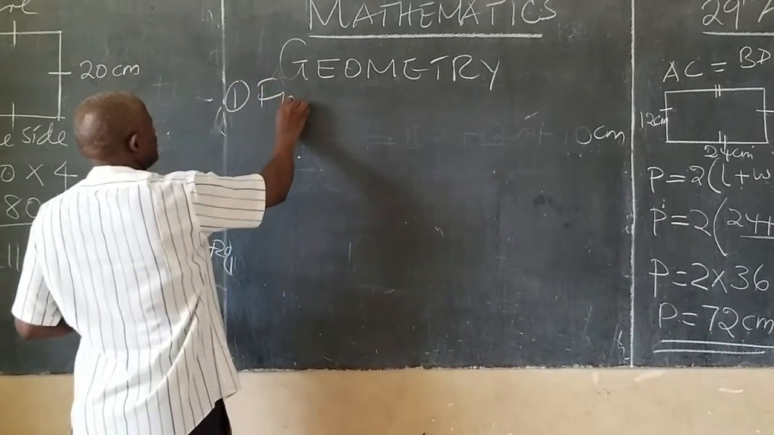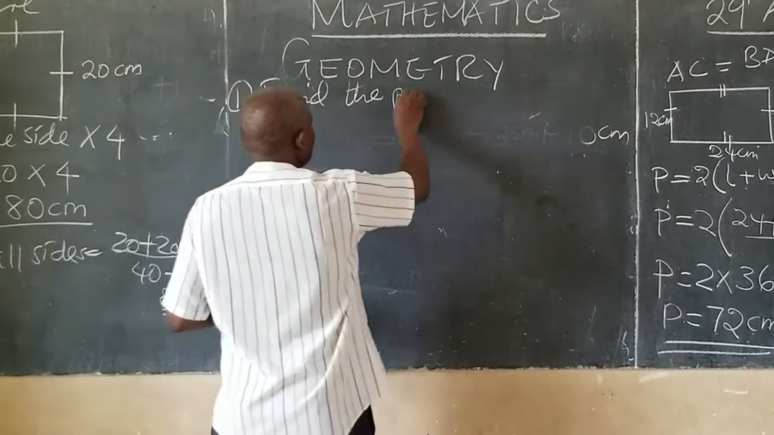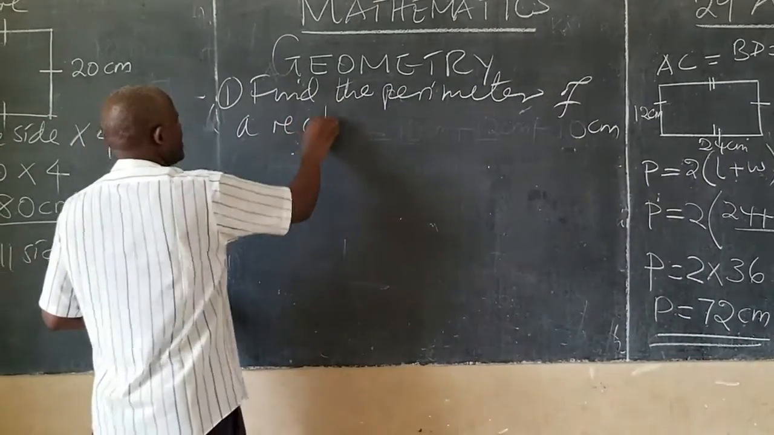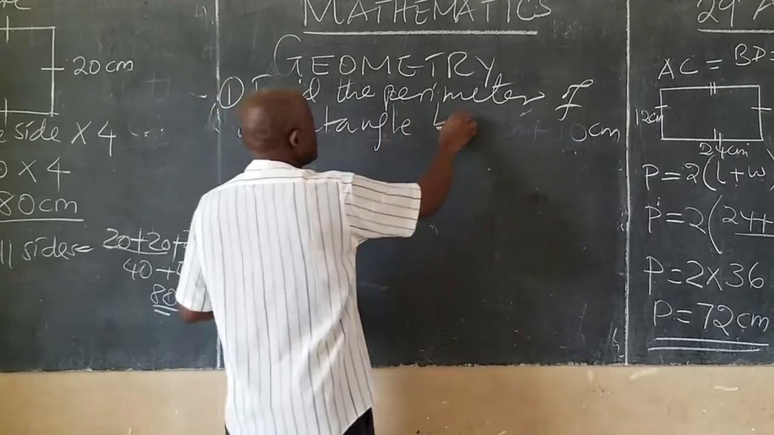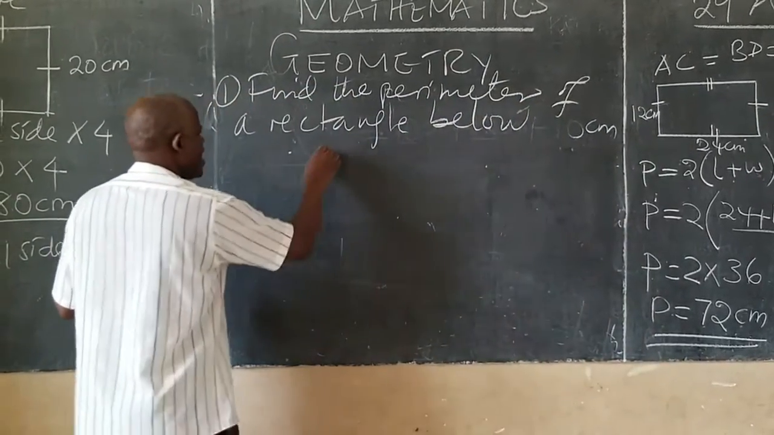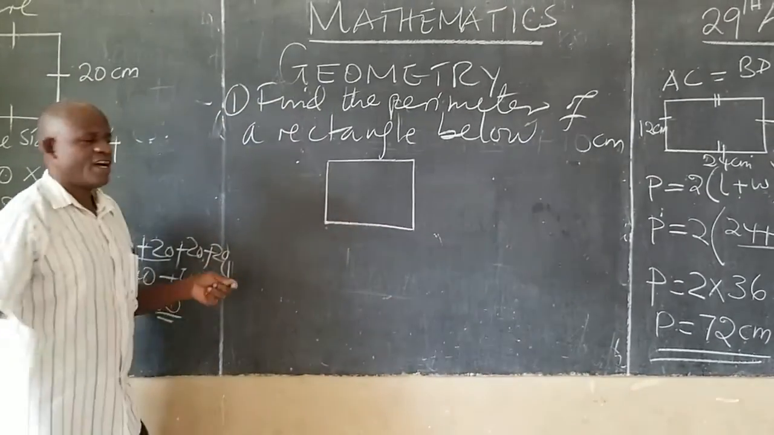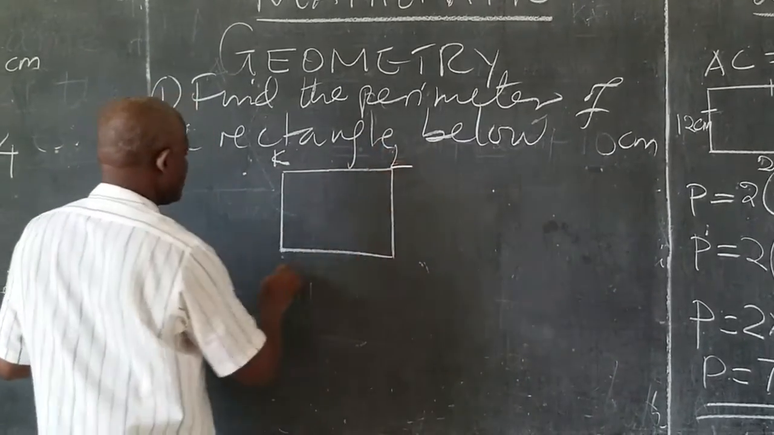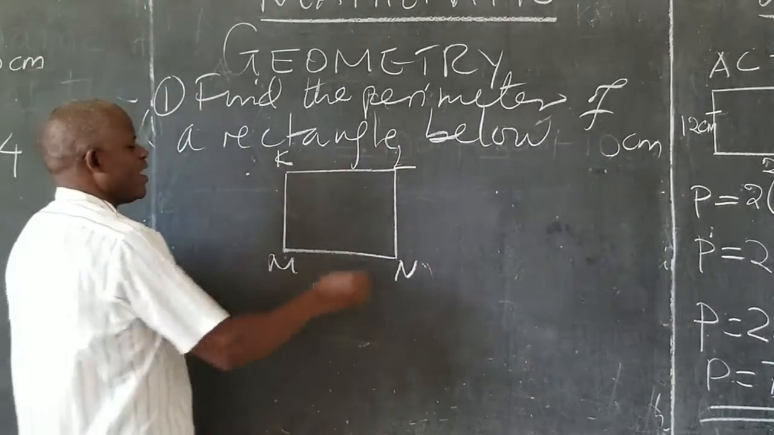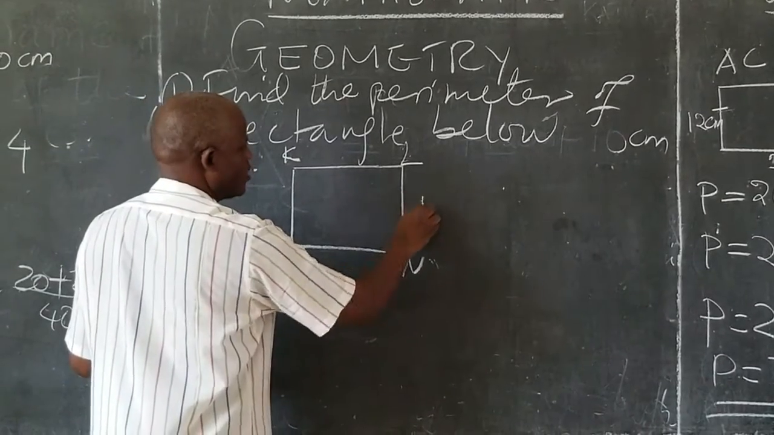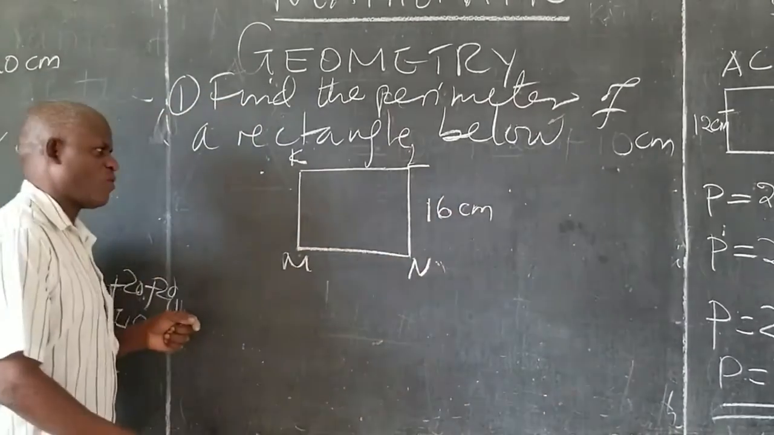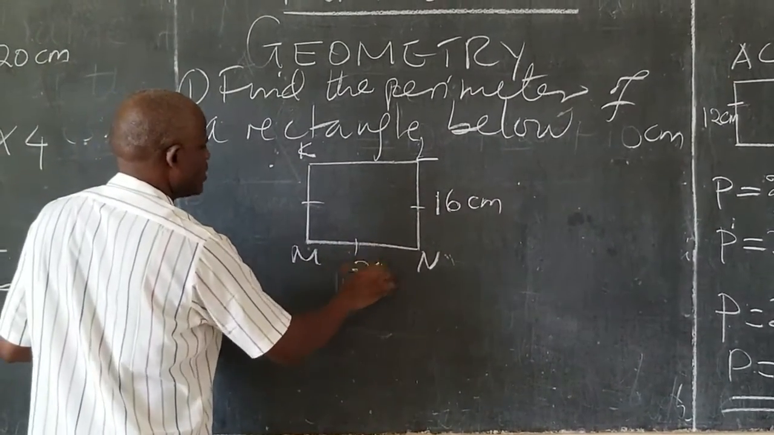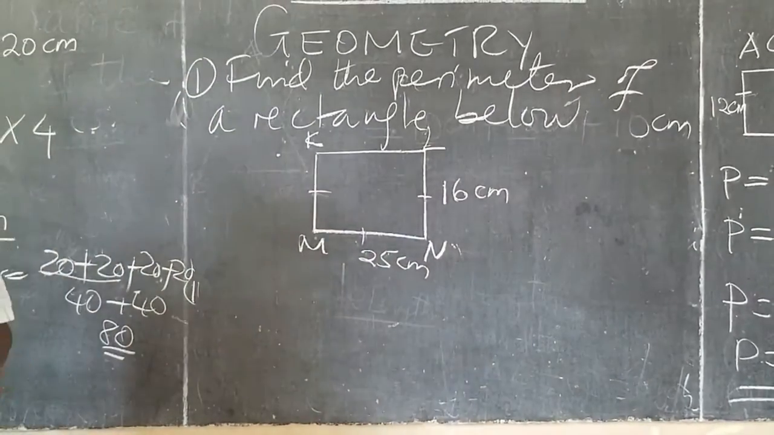Now, for example, find the perimeter of a rectangle below. Now here I have the rectangle. It is K, L, M, N. Now this side is 16 centimeters. And here is 25 centimeters. Now what is the perimeter?